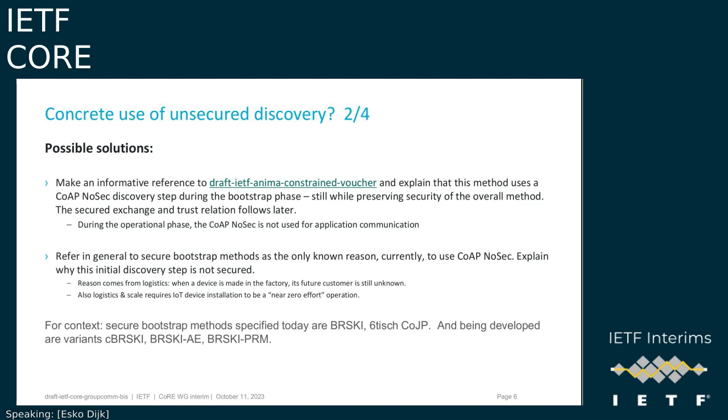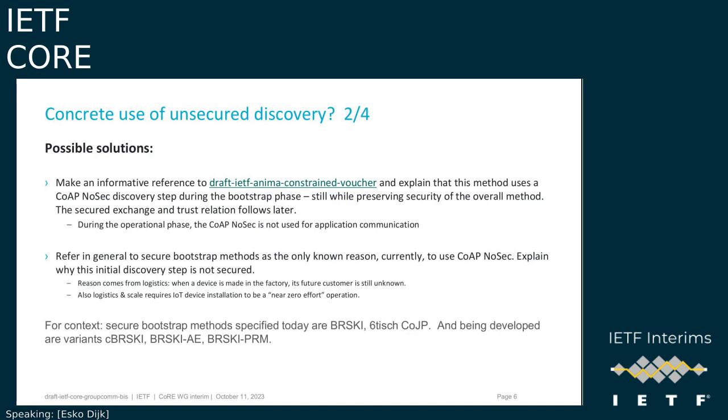So the rest of the process adds the security, and the unsecured part is basically embedded as part of the overall method. And of course, the CoAP no-sec communication is not used for any application communication like sensor data or actuator changes. That uses all secured communication, or that's supposed to. So that's one option we could do there. Second, we could say we don't make a specific reference, but just refer in general to secure bootstrap methods as a way that could use CoAP no-sec, or maybe a future method that could use CoAP no-sec.